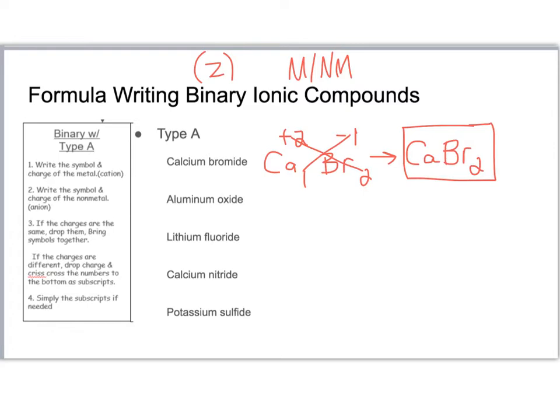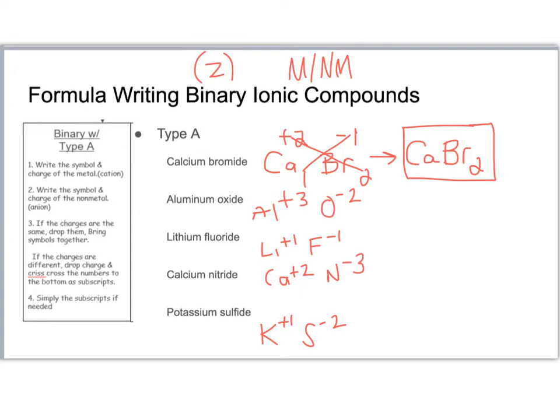At this time, I would like for you to try the 4 remaining problems. Go ahead and stop this presentation, and then when you turn it back on, I will quickly go over the remaining answers. So starting with aluminum oxide, you will find that its symbol and charge is capital A, lowercase l, plus 3. Oxygen is O minus 2.